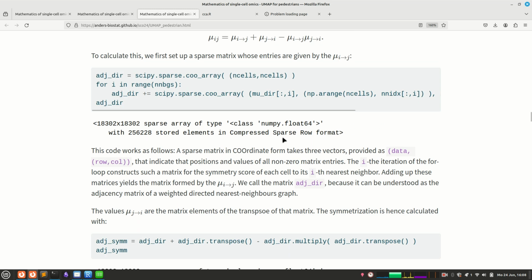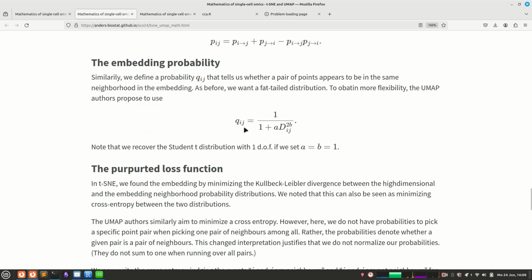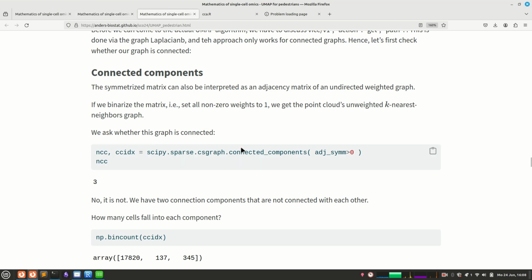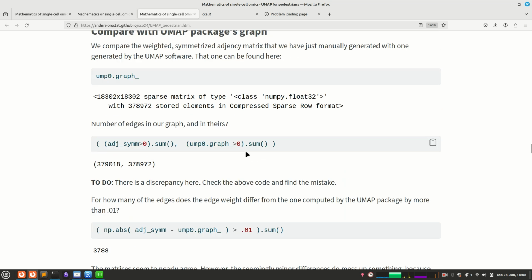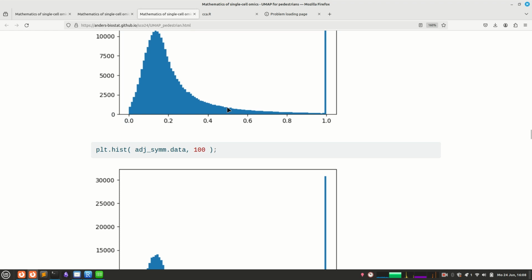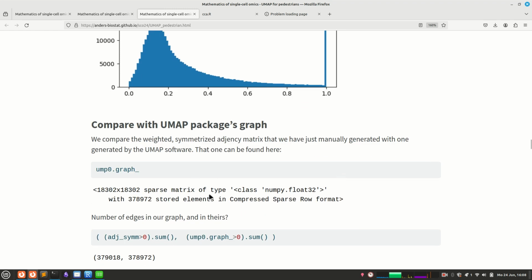When we symmetrize these scores, as we said last time, you might have forgotten the details, but you can look it up here, what we did. And then what I did in the end is I compared the adjacency matrix I calculated in this manner with the adjacency matrix that the software by the UMAP authors has produced. And unfortunately, I didn't get exactly the same result, but nearly the same result.